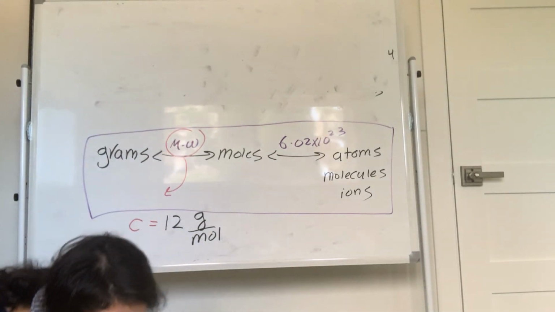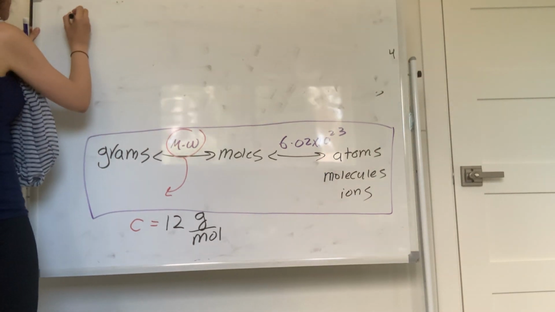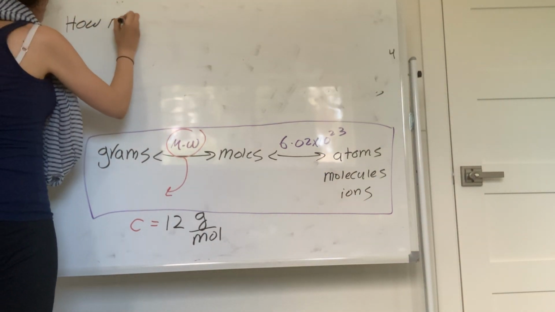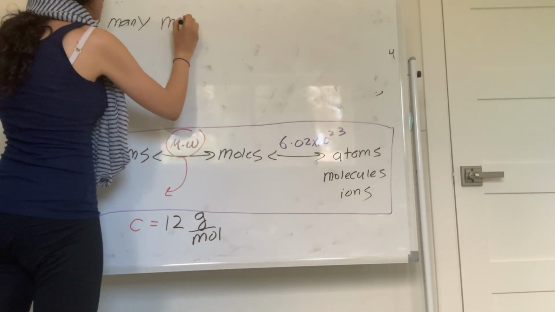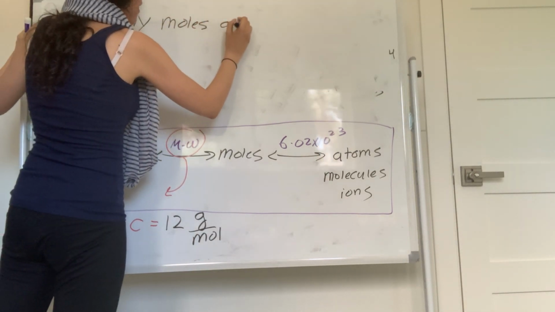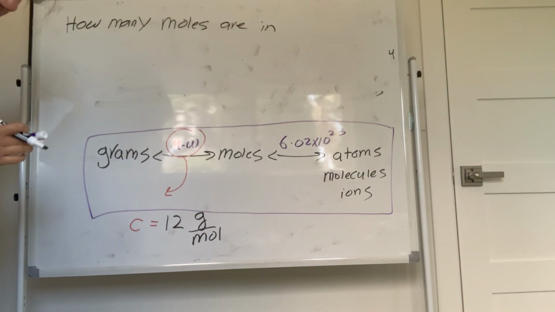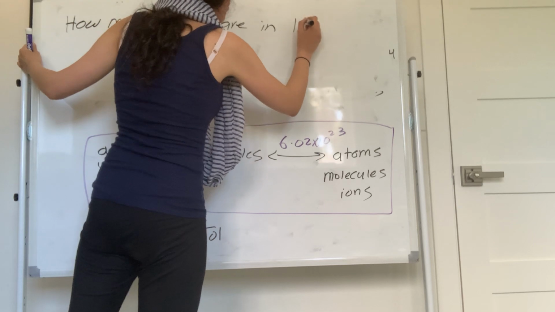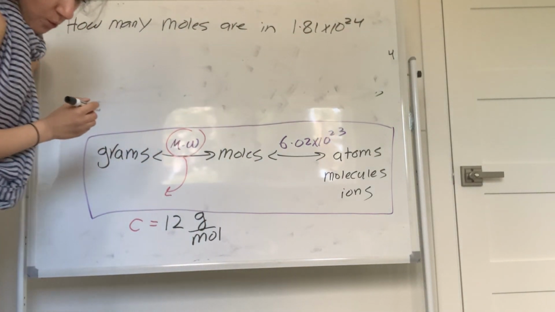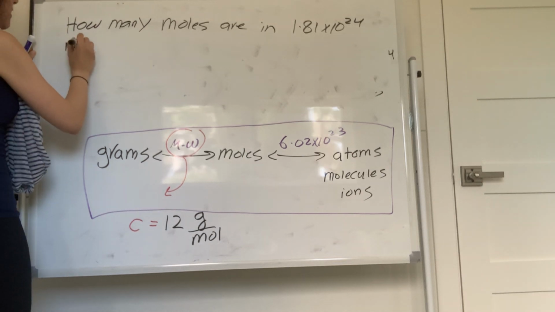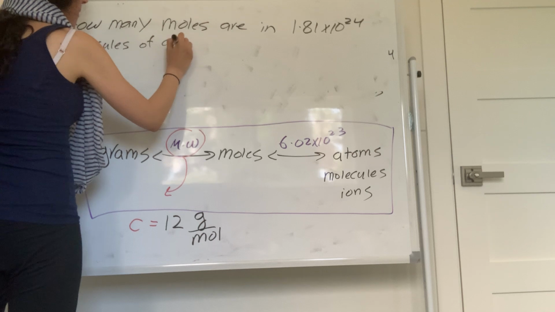So, the next question I'm doing: how many moles are in 1.81 times 10 to the 24th molecules of ammonia?